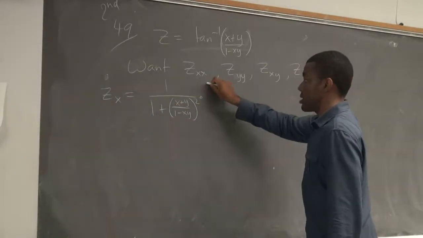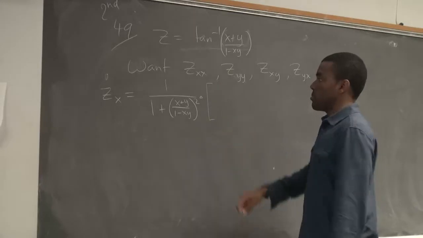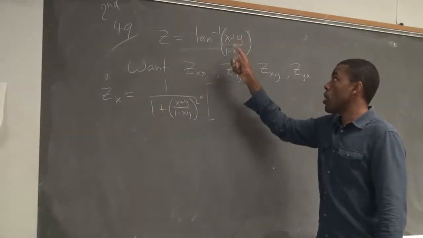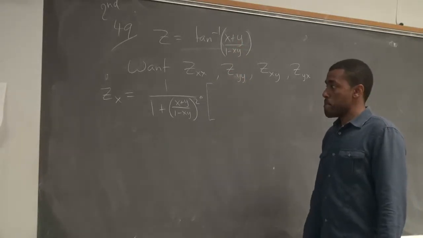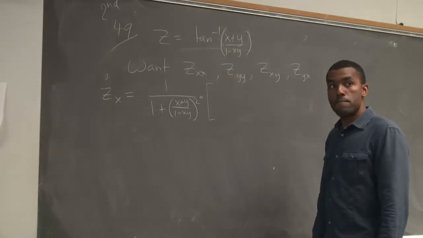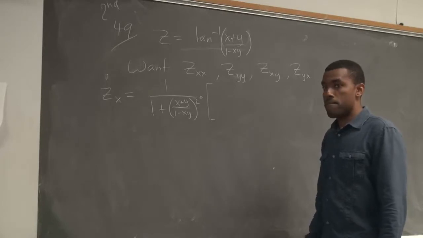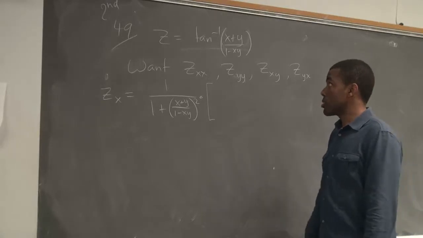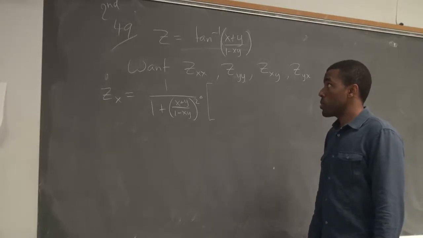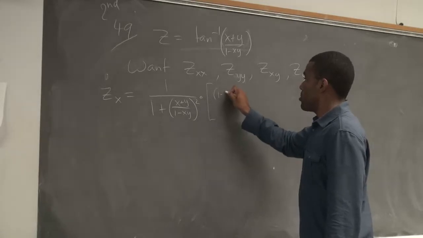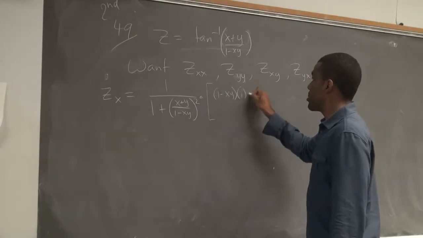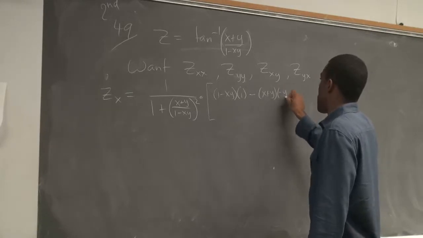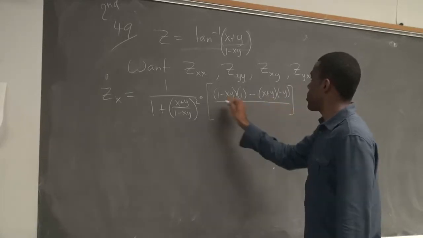Which is what in this case? What's the derivative of this with respect to x? So you're thinking of the y as a constant now. How do you differentiate that? Quotient rule. So what does the quotient rule say? It's the bottom times the derivative of the top minus the top times the derivative of the bottom, over the bottom squared.